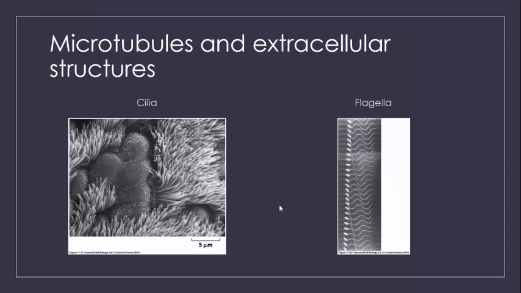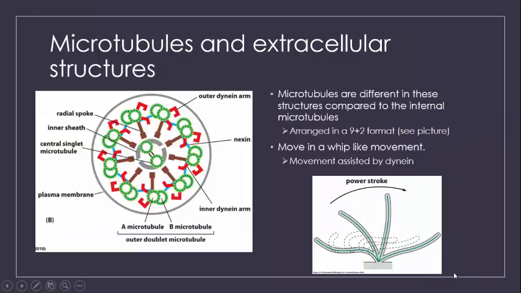Flagella also help cells move through the environment and tend to be much longer than cilia. The classic example of a flagellum is the tail of the sperm. Microtubules make up the central shaft of both cilia and flagella and are arranged in a 9+2 format. There are 9 microtubules that make up the outer structure. Then there are 2 microtubules that form the center of the structure.